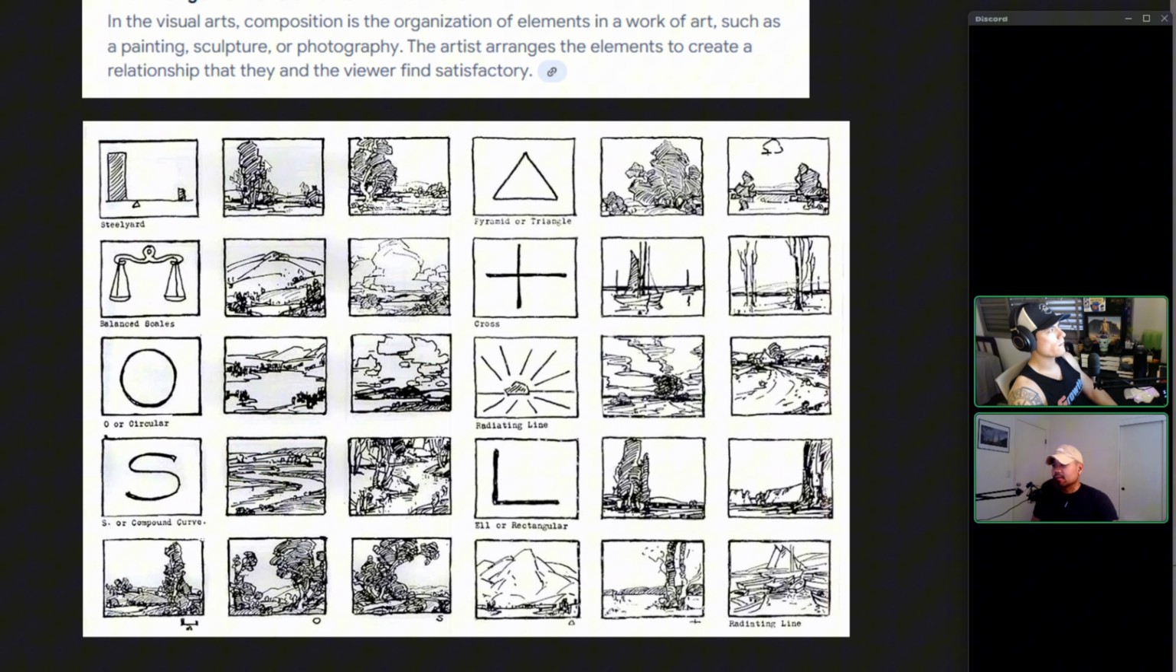So these are some of his examples. You have scales right here, a circular composition. S curve is pretty common in environments and stuff. Cross, radiating line, rectangular. These are pretty good for static compositions. You're just looking at an establishing shot. These are great for those.